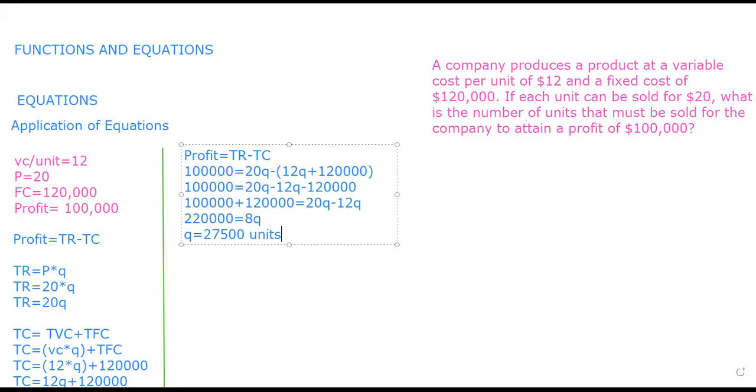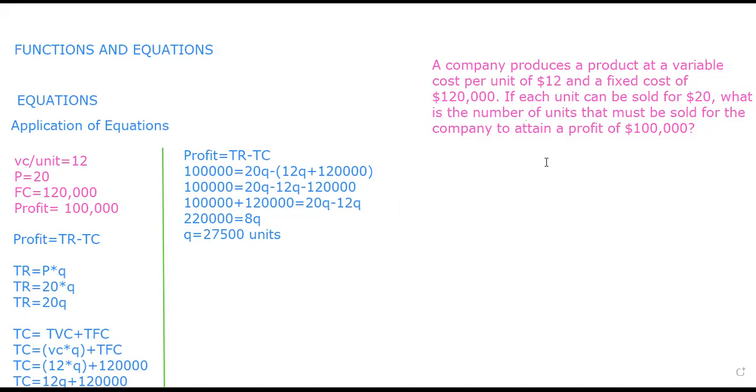Okay, so please pay attention. They said that the company produces a product at a variable cost of 12 per unit. So variable cost per unit is $12. Fixed cost is $120,000, and price is $20. What is the number of units that must be sold? So you are being asked to find X or Q, the quantity that must be sold to make a profit of 100,000.